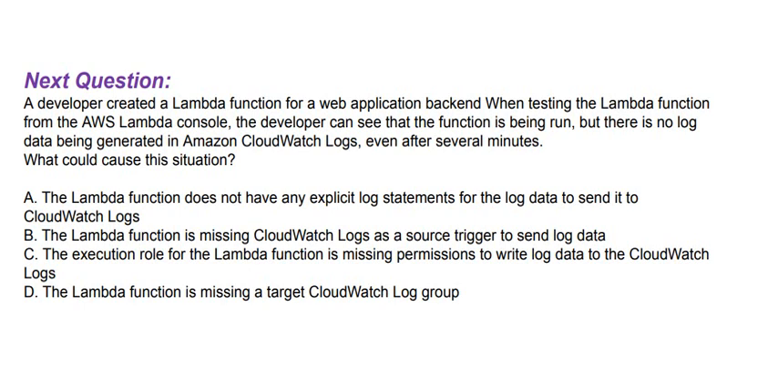Option A. The Lambda function does not have any explicit log statements for the log data to send to CloudWatch Logs. Option B. The Lambda function is missing CloudWatch as a source trigger to send log data. Option C. The execution role for the Lambda function is missing permissions to write log data to CloudWatch Logs. And option D. The Lambda function is missing a target CloudWatch log group.